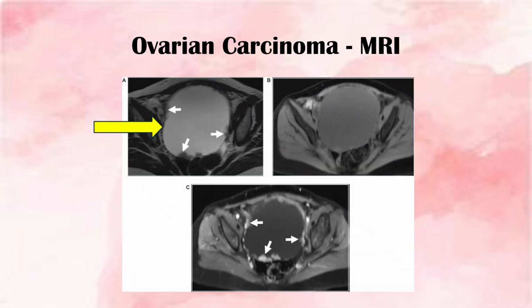Here we have ovarian carcinoma, and this is what it would look like on an MRI. It's this big mass that's circled, the yellow arrows pointing it out, and these are just 3 different views of this mass.